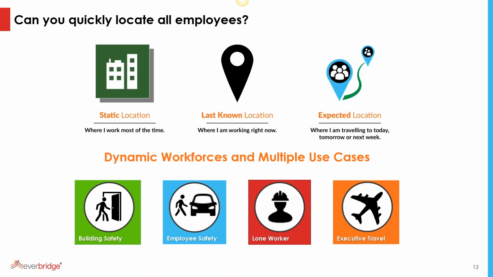Now, having these location types in place enables us to ensure safety of employees within a building, employees who are outside of their normal work location, lone workers who are working in the field, and executives or employees who travel. As we go through this presentation, I want to walk through a couple of timelines with you that describe how we do this for lone workers, travelers, and employees in a campus.